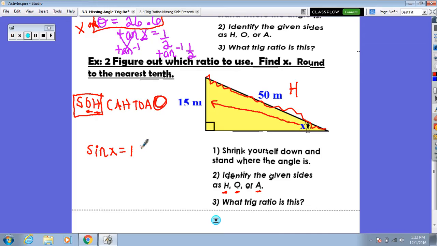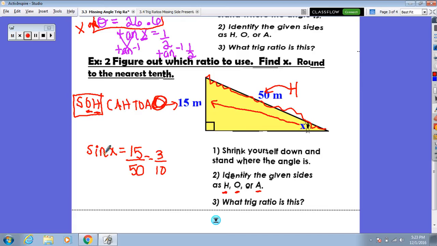Correct. Opposite would be 15, because that is my O. And hypotenuse is 50. And since h goes on the bottom, 50 would go on the bottom. Okay? Now we need to simplify this fraction. So in your calculator, 15 divided by 50, and then hit math and enter 2 times. That simplifies that fraction to 3 over 10.